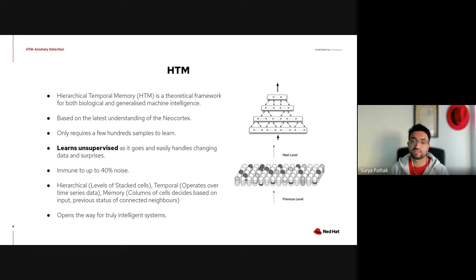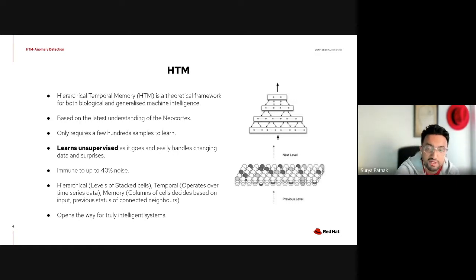HTM, as the name suggests, is hierarchical. It's composed of levels of stacked cells which work on the algorithm. Temporal means it operates on time series data. And memory means it does not just rely on the present instant of the data, but also relies on the memory, or the previous state, of the data as well. And this really opens the way for truly intelligent systems.